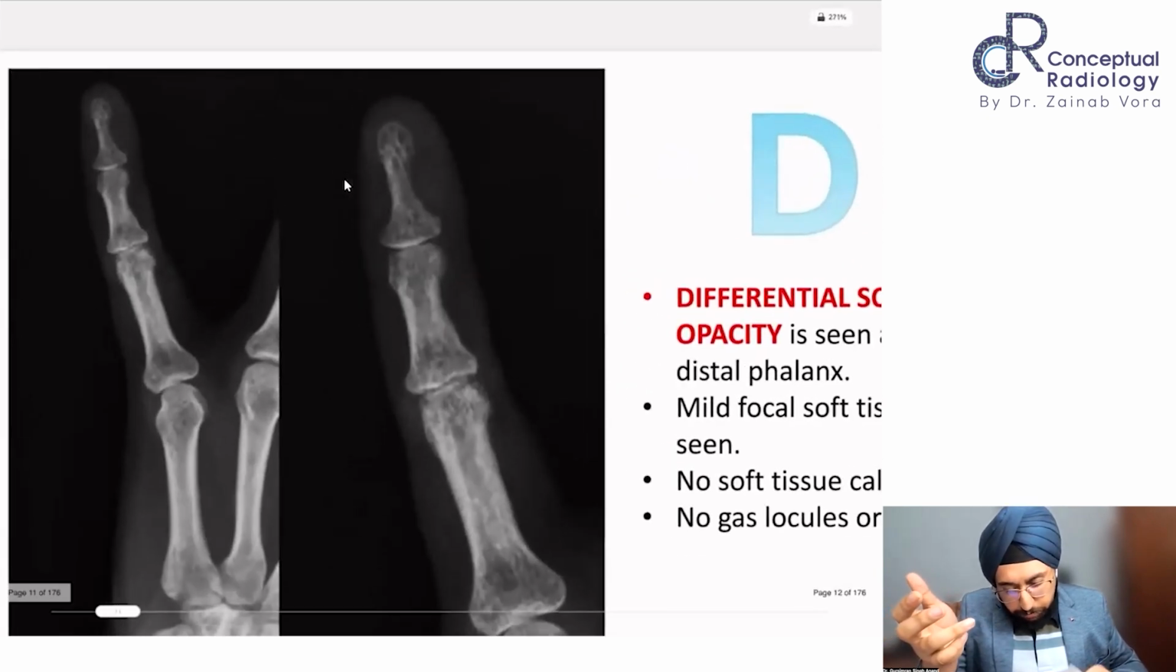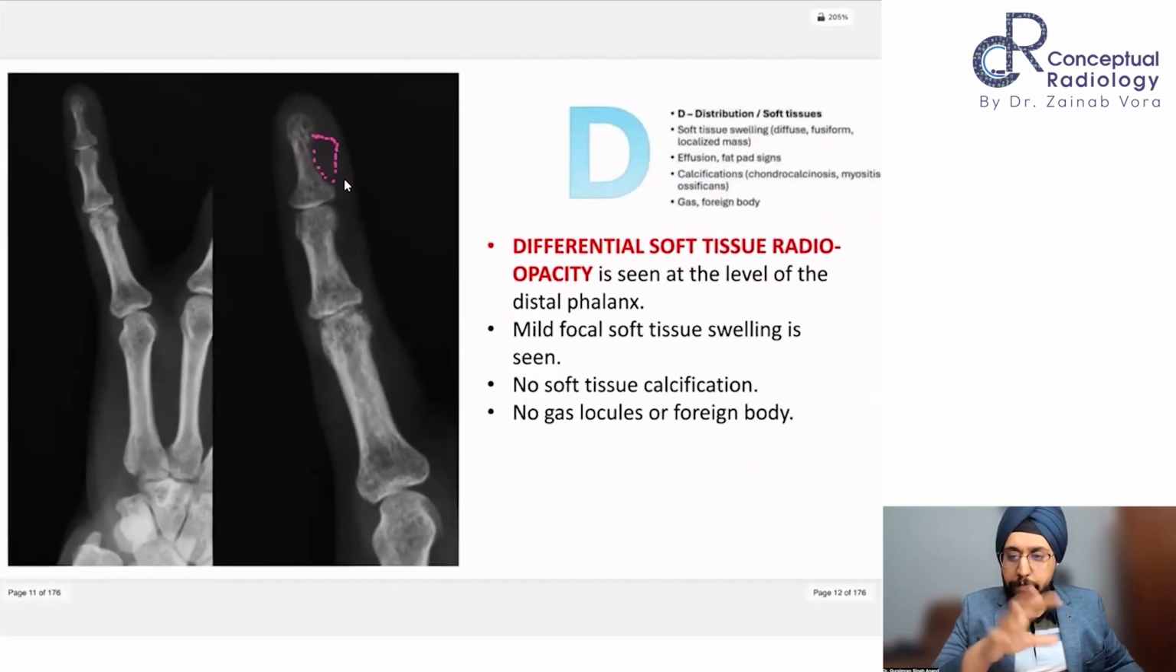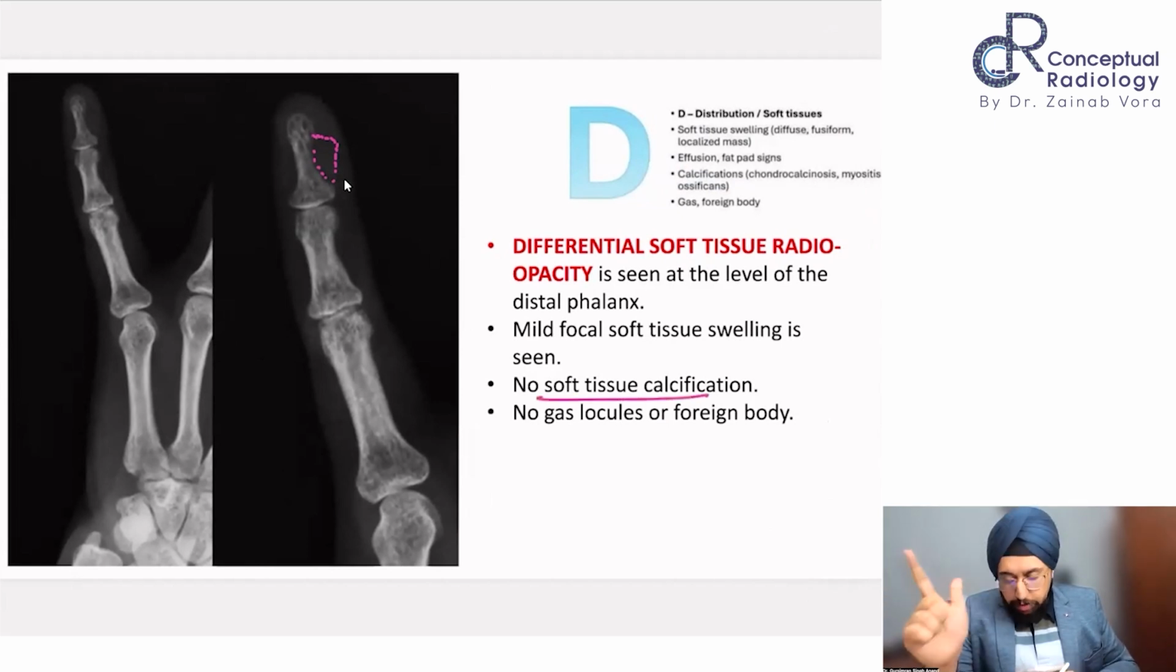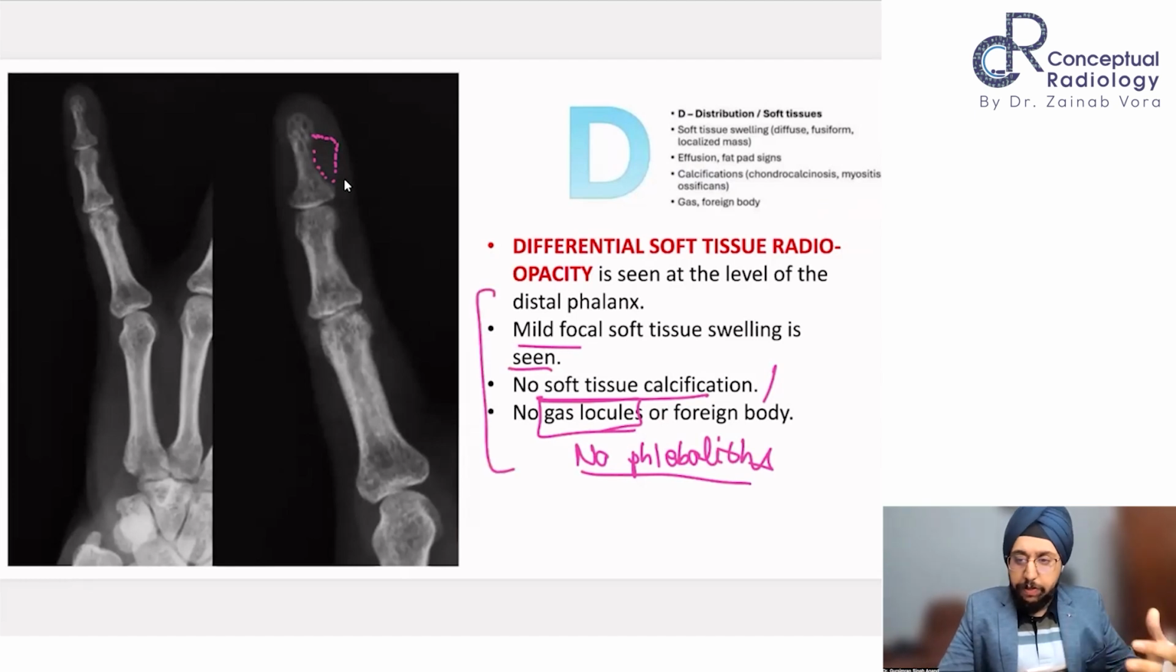Okay. Absolutely correct. The first one, you see some differential radiopacity in this region, very subtle, but you can appreciate that. Okay. So there is some soft tissue lesion or a mass which is most likely causing scalloping of the subjacent part of the shaft of the distal phalanx. Okay, but we do not see any calcifications in that. Okay. We do not see any phlebolith. We do not see any gas locules. Okay. We just see a differential soft tissue radiopacity adjacent to the area of scalloping. That's it.